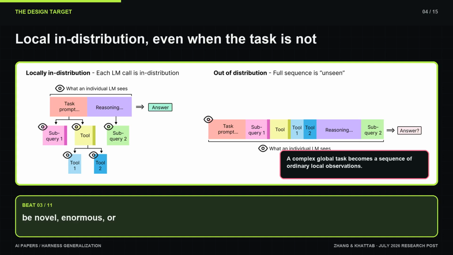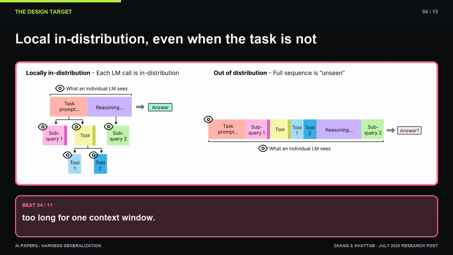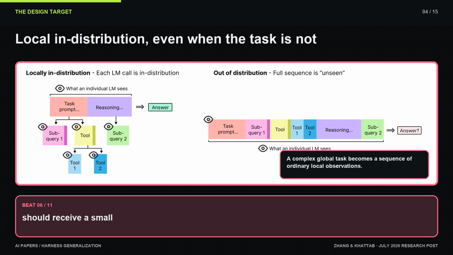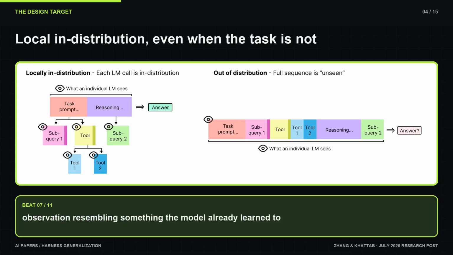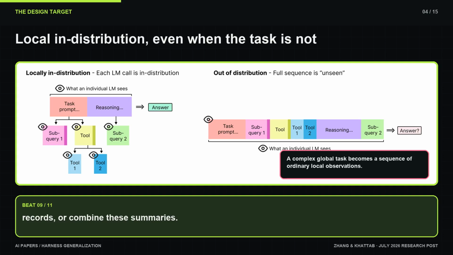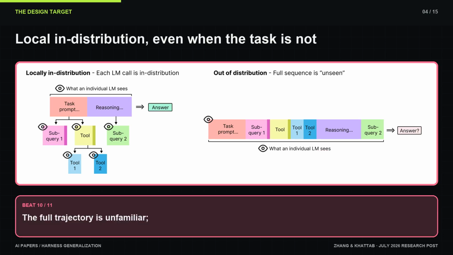The overall job may be novel, enormous, or too long for one context window. But each model call should receive a small observation resembling something the model already learned to handle. Classify this chunk, extract these records, or combine these summaries. The full trajectory is unfamiliar. The local steps are not.